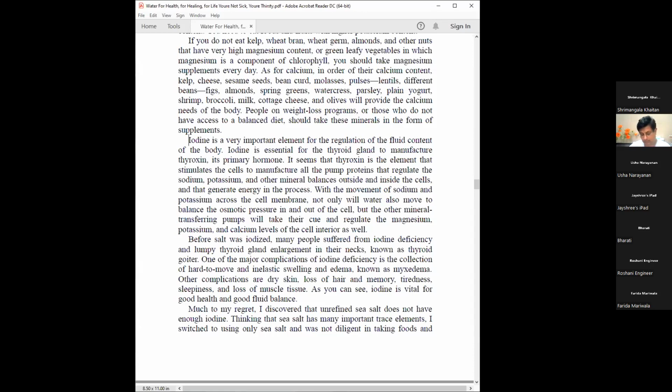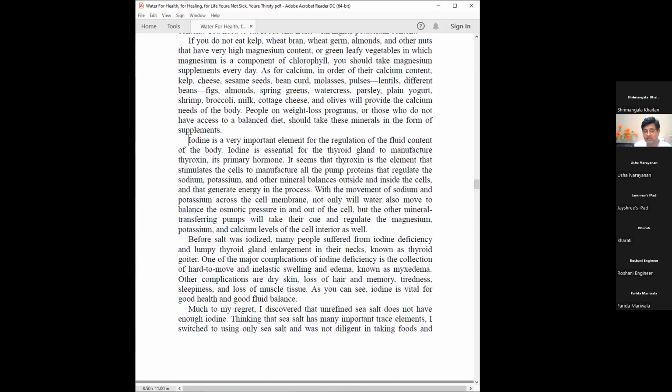With the movement of sodium and potassium across the cell membrane, not only will water also move to balance the osmotic pressure in and out of the cell, but the other mineral transferring pumps will take their cue and regulate the magnesium, potassium, and calcium levels of the cell interior as well.